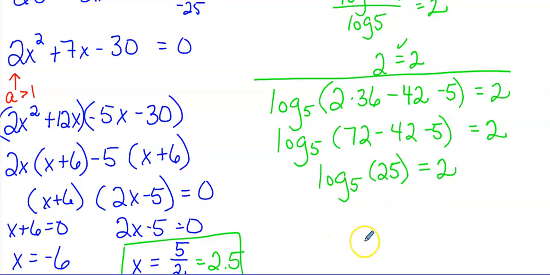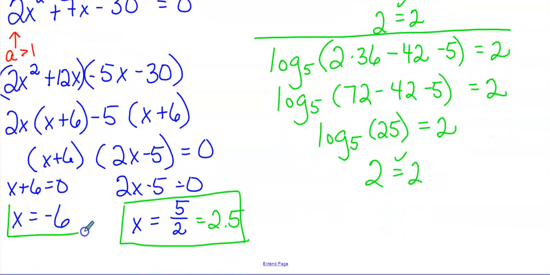So obviously, again, I'm not going to do change of base formula. I'm not going to write it. 5 squared is 25. So this one also checks out, and x equals -6 would also be a solution. So either one of these solutions would work for this one.